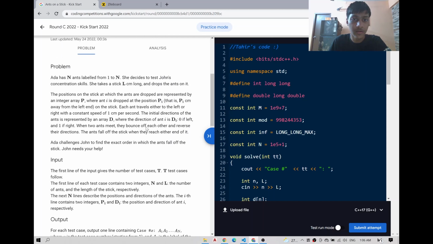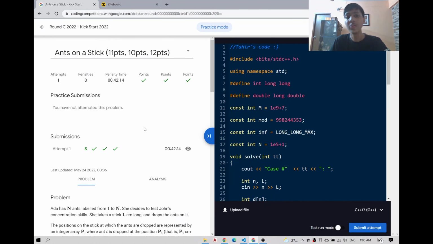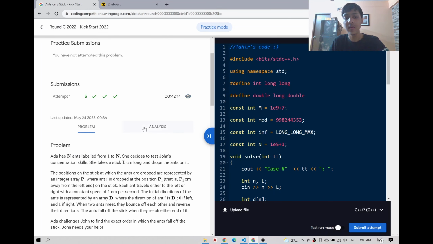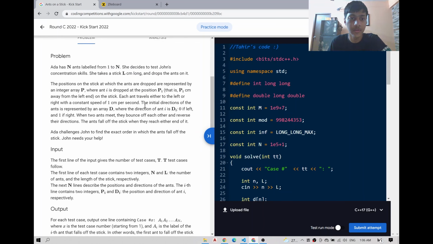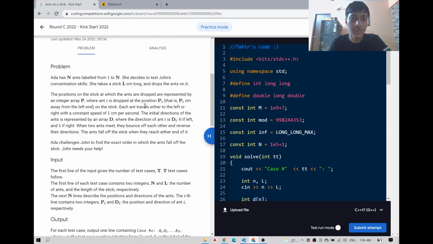And we are given this rule that if two ants ever collide, that is, they are at the same position at the same time, they'll bounce off each other, and the ant that was moving towards the left will move towards the right, and the ant that was moving towards the right will move towards the left. So basically, what we're supposed to find is the sequence of indices in which the ants will fall off the table.